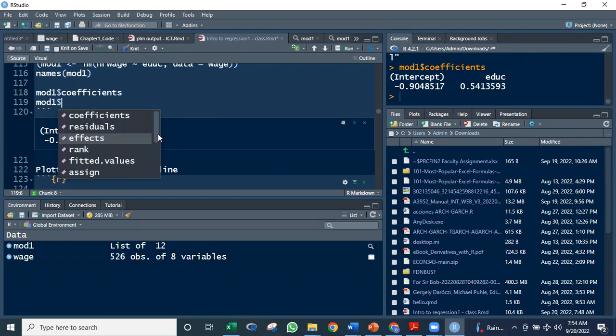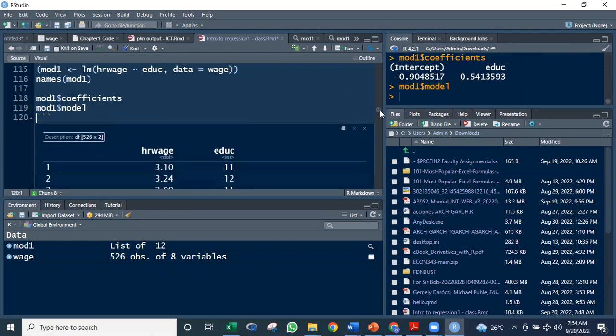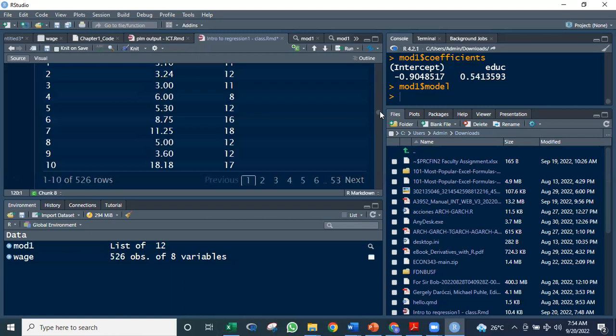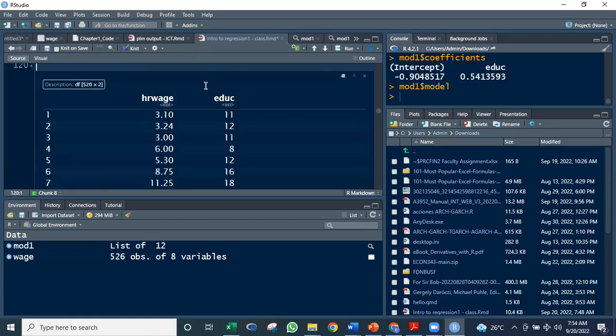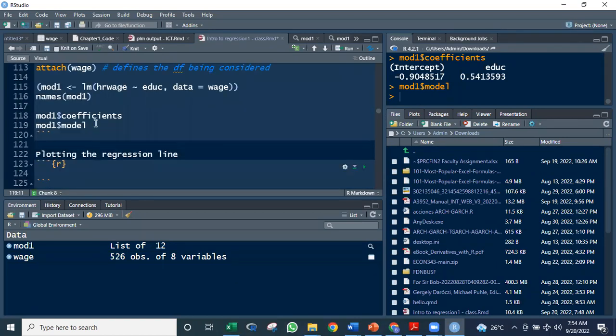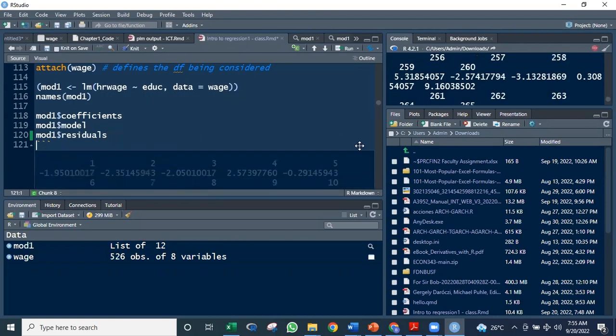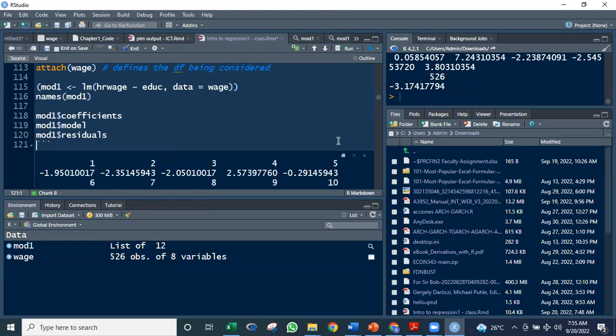Okay, the residuals are, as we discussed last time, the error terms. If I click this model, it will give us your dependent variable hourly wage and your independent variable education, right? So you can explore what are the elements inside your mod 1. The residuals will give us the printout of all the error terms, okay? The difference between your actual value and your predicted value.